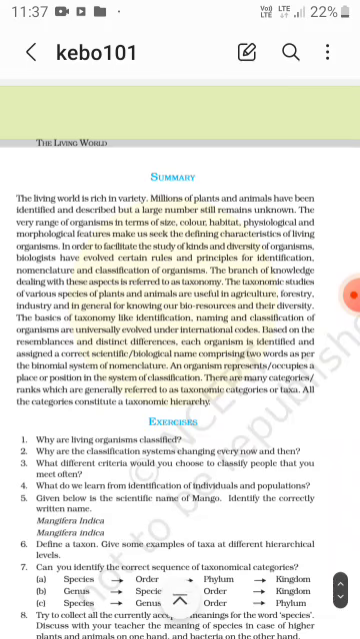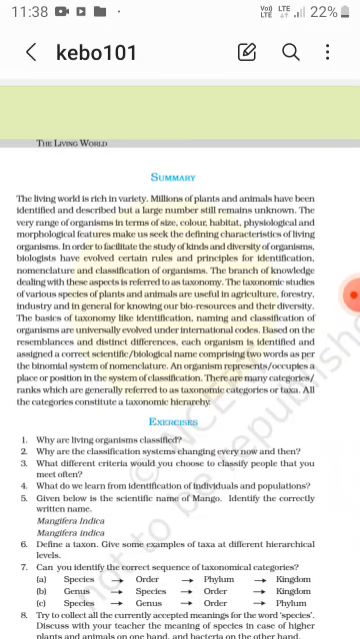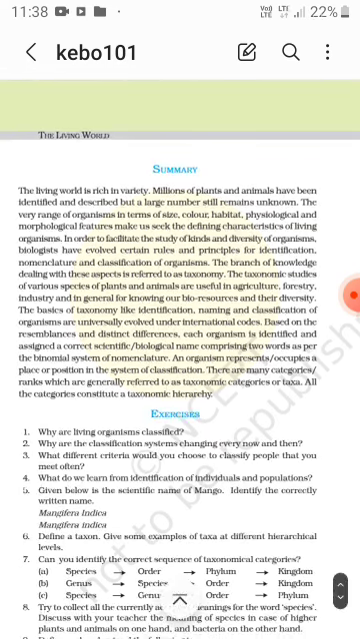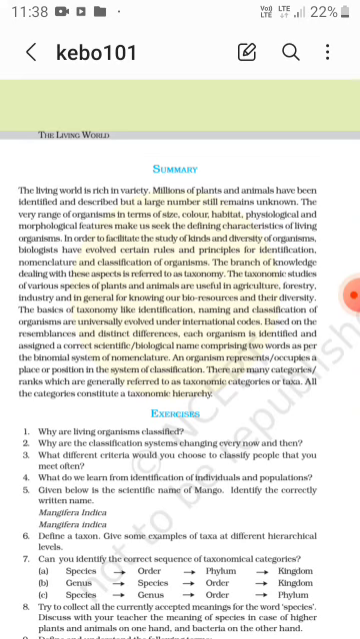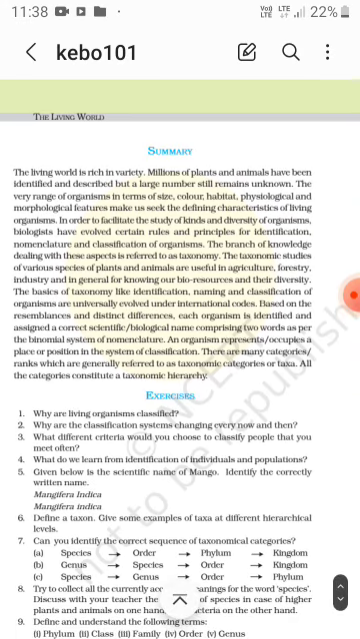Now the taxonomic studies of various species of plants and animals are useful in agriculture, forestry, industry and in general for knowing our bioresources and their diversity. Uses of taxonomic studies are given. The basis of taxonomy, like identification, naming and classification of organisms, are universally evolved under international codes, ICBN and ICZN.